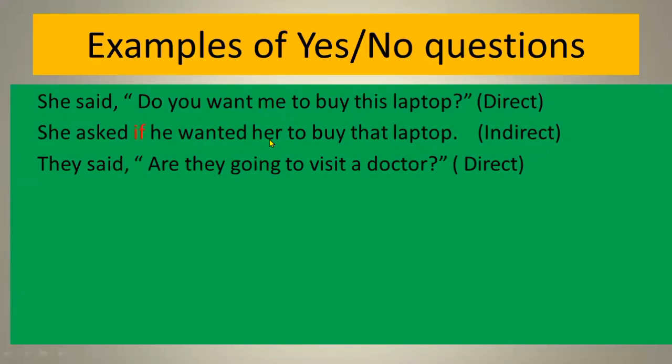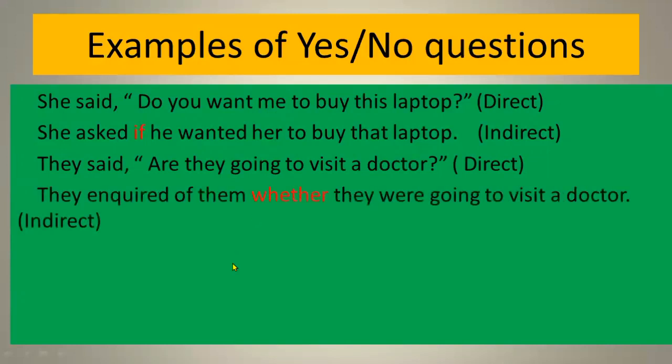Look at the second example. They said, are they going to visit a doctor? And then in indirect speech, they inquired of them whether they were going to visit a doctor. Here, in this question, in indirect narration, we have used this reporting verb, inquired of. You can use either of them. You can use asked, or you can also use inquired of. Then we have placed whether as a conjunction here in this question in indirect form. Again, you can use either if or you can use whether.